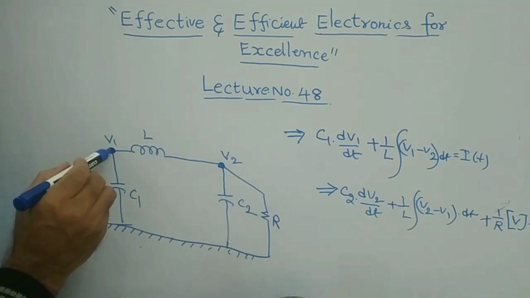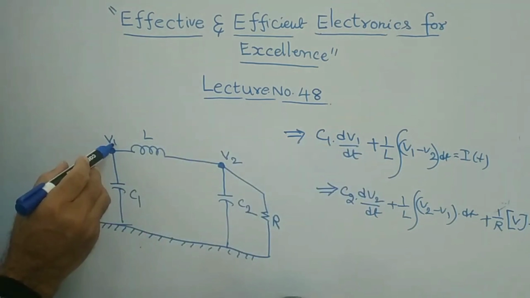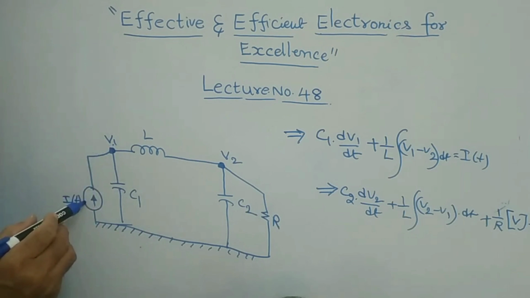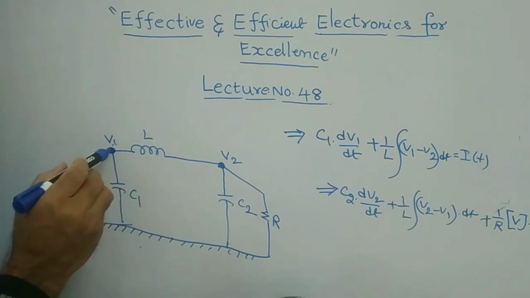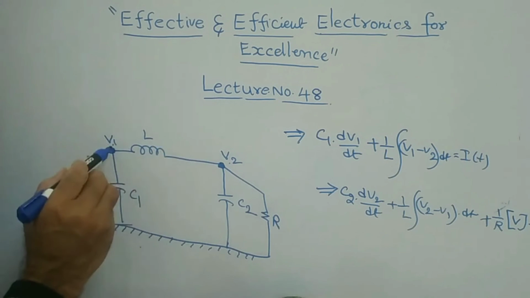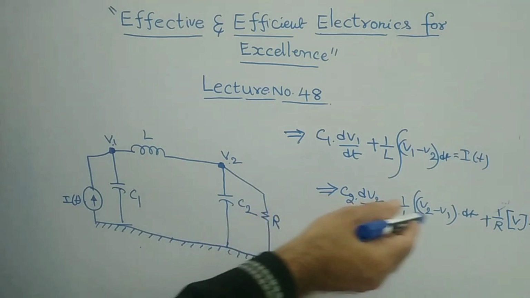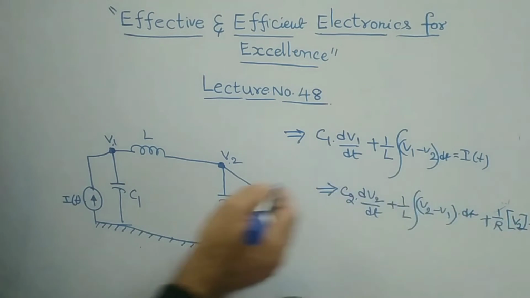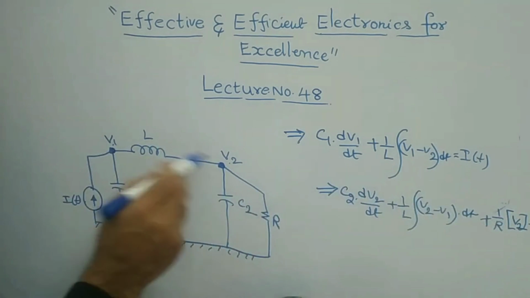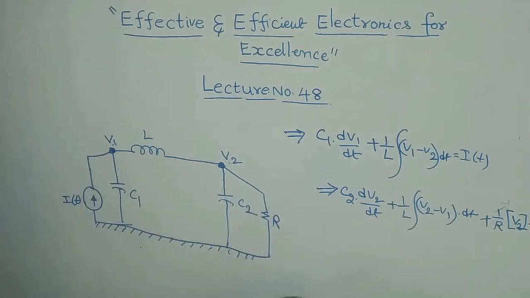Therefore, if you consider node V1 and write the expression, it is C1 into dV1 by dt equal to I of t, plus the integral of V1 minus V2, the difference of these two voltages across the inductance, which gives the current. Similarly, here we have 1 by R into V2, so V2 is to be written here. Again V2 minus V1 across L, and C2 dV by dt. This is the parallel circuit, and it comes like this using the torque current analogy.